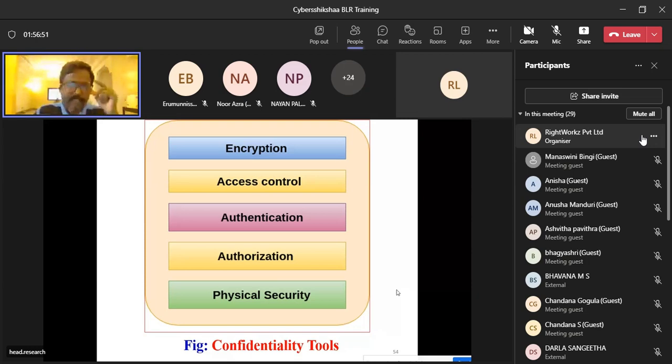Authentication is verifying whether you are a real-time object or a fake object. That is called authentication. Again authorization. If you are an authorized person, if you have correct credentials, that is called authorization. Physical security is verifying physically by seeing your certificates or Aadhaar card, that is called physical security.